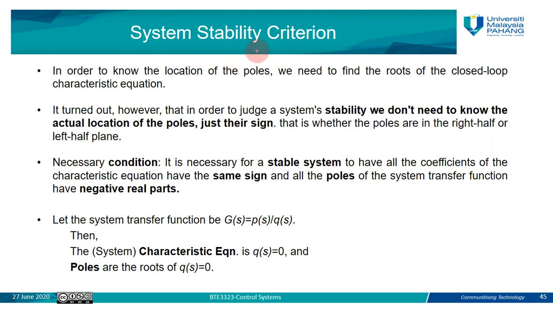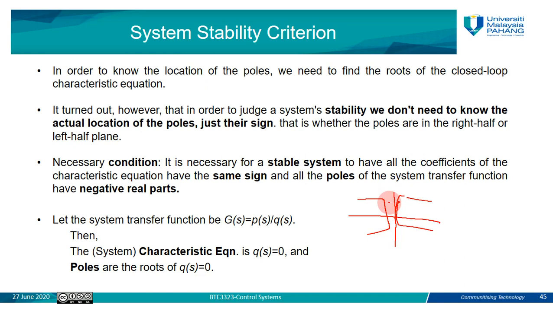The system stability criterion here can be found. Actually, in order to define whether the system is stable or not, we do not need to know the exact place of the pole. We can just know, is it on the left side or on the right side? We have the S plane. If the pole is located in this area to the right, it will be unstable. If the poles are located in that area to the left, it will be stable. If the poles are located on the y-axis or imaginary axis, the system will be marginally stable.